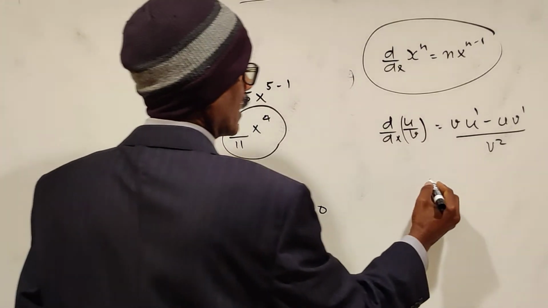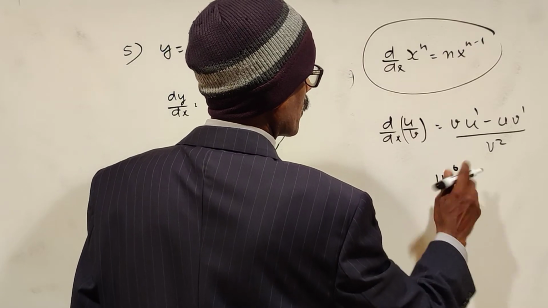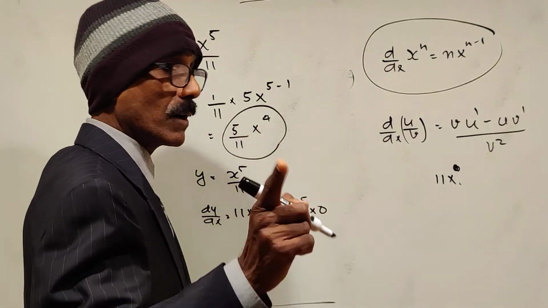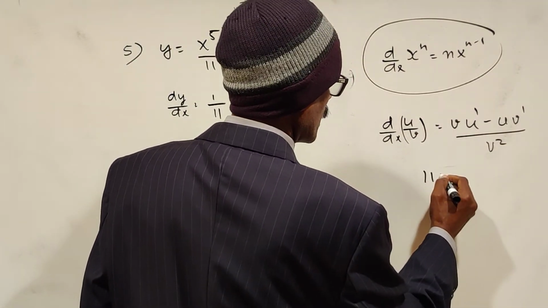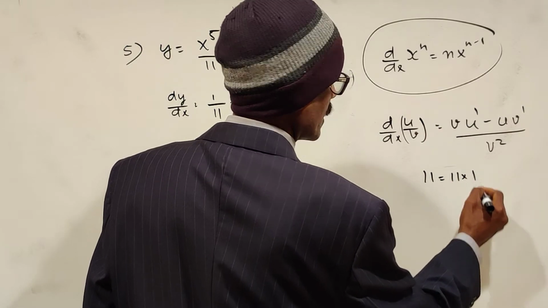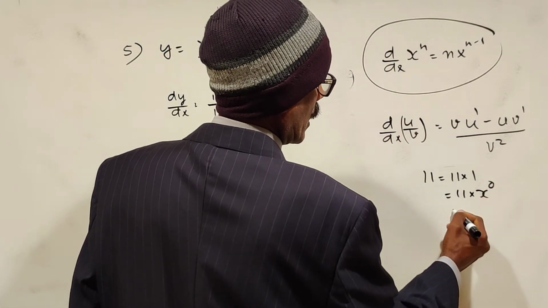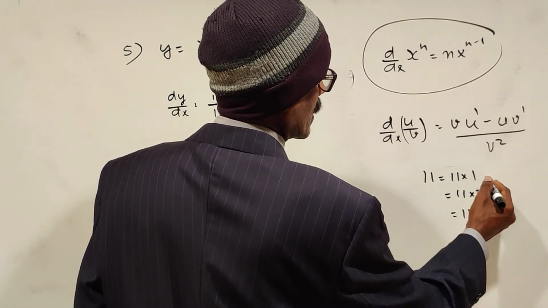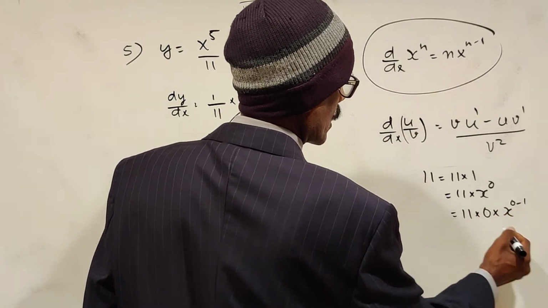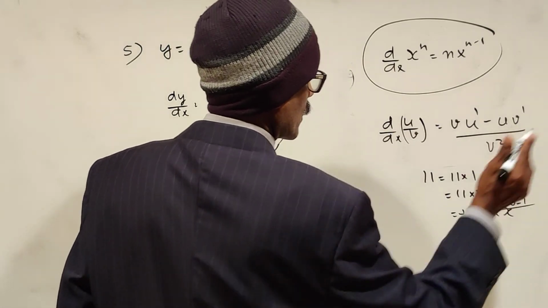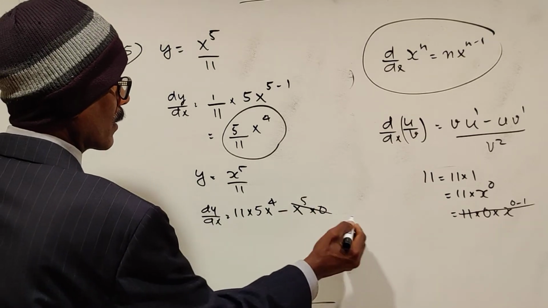How did you get that? 11 means 11 times x to the power 0, and x to the power 0 is 1. So 11 times 1. x to the power 0 is a constant. 11 times the derivative of x to the power 0 is 11 times 0 times x to the power 0 minus 1. 0 times 11 is 0, the whole thing is 0. That is why the derivative of a constant is 0, so you don't need to write that.